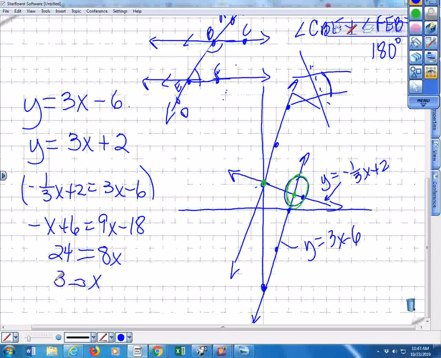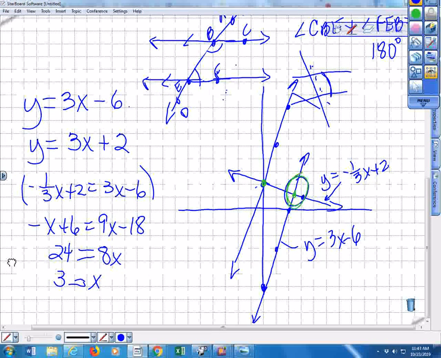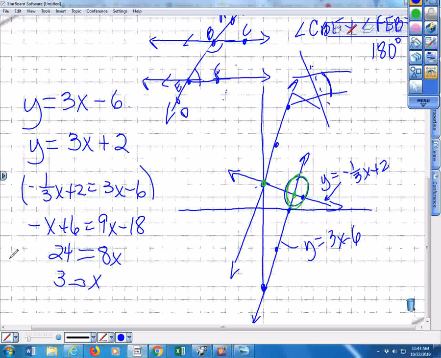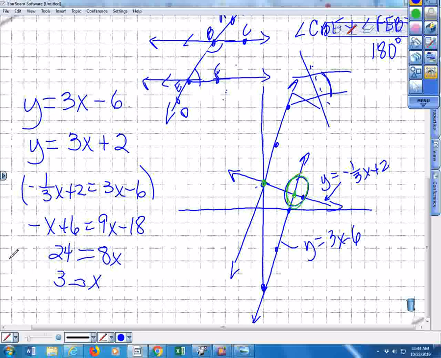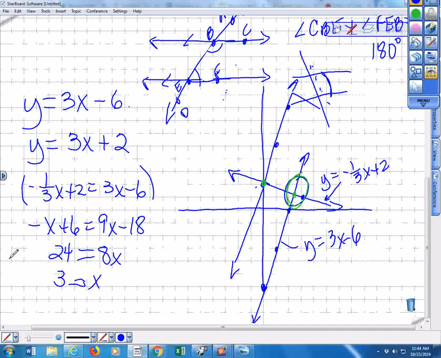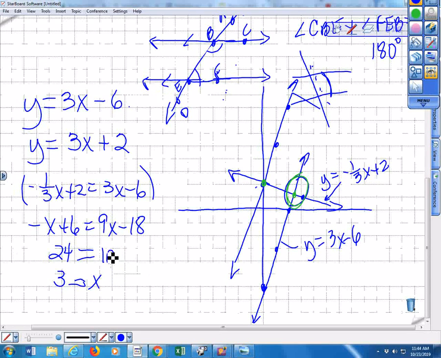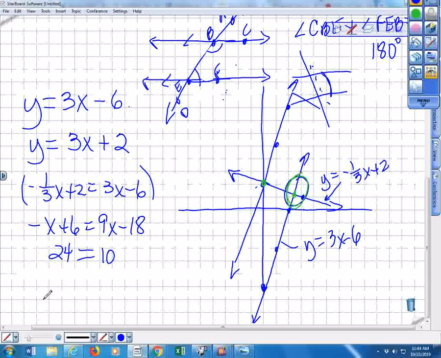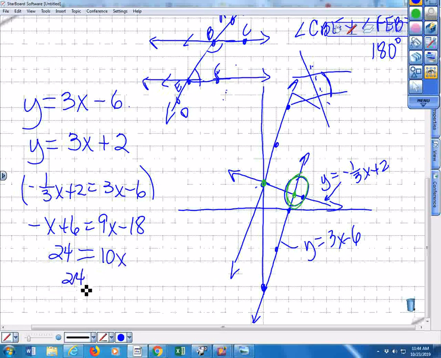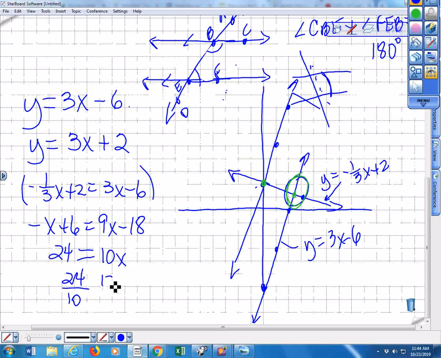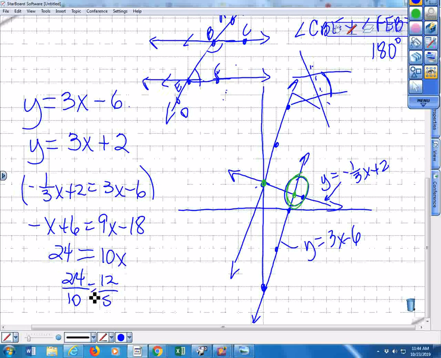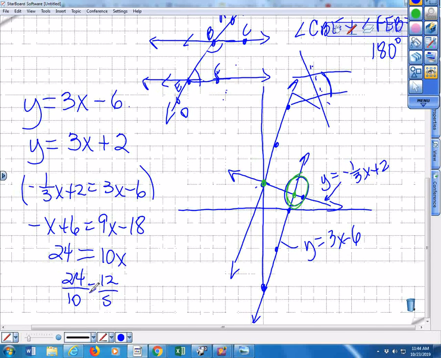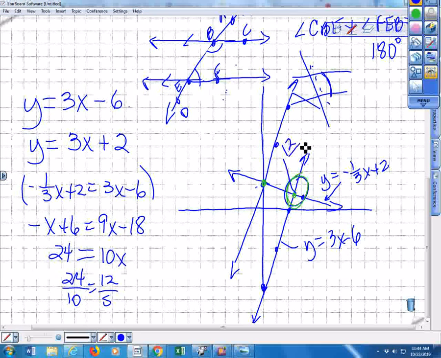That doesn't make sense. I got 6/5. I got 0 over 8. Negative, so 18 and 6 is 24, plus 10, sorry. Bad math. Okay, so it's 24 over 10, which is 12 over 5. Okay, so this point is 12/5.